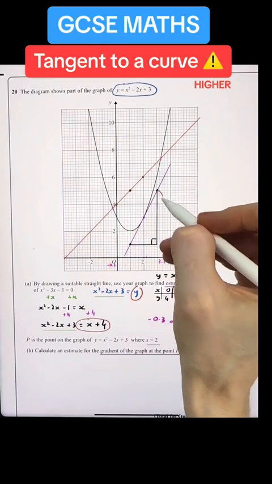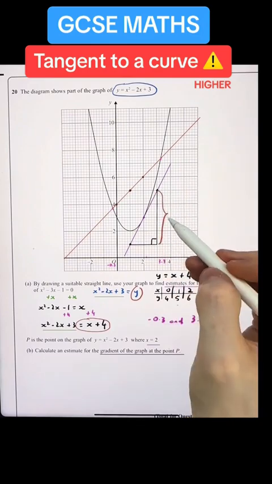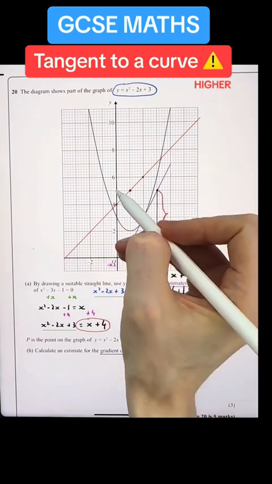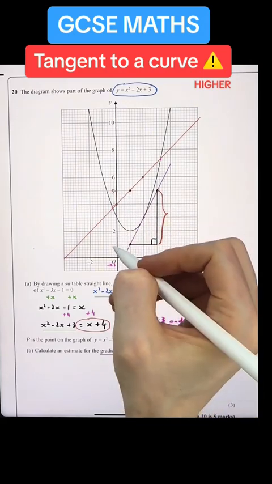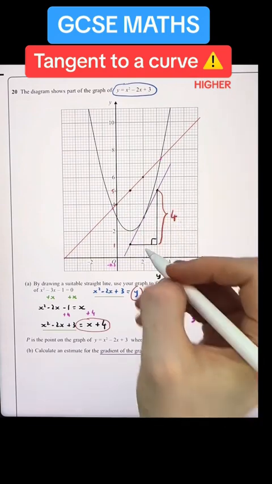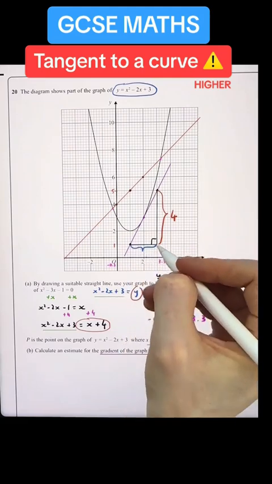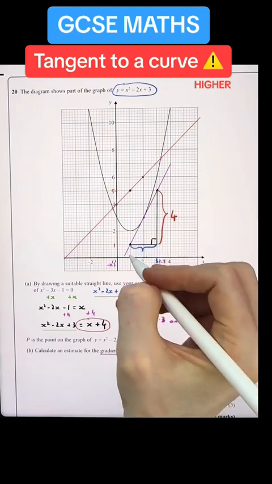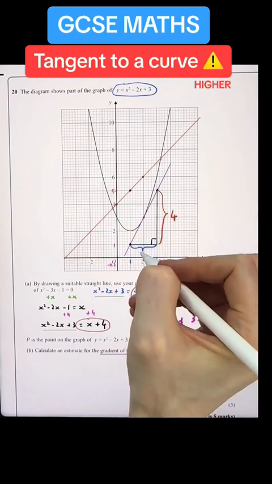To work out the gradient, I now do the rise over the run. Well, the rise is our change in y. So our y coordinate here is 5 and our y coordinate here is 1. So the change in y, the rise, 5 subtract 1, gives us 4. And our run, i.e. our change in x, well, our value of x here is 3, and our value of x here is 1. And 3 subtract 1 gives us 2.